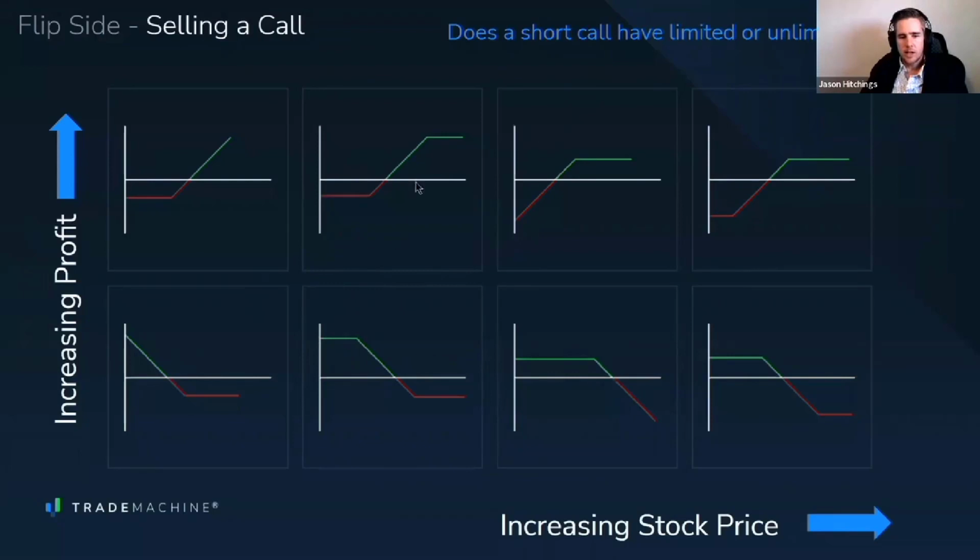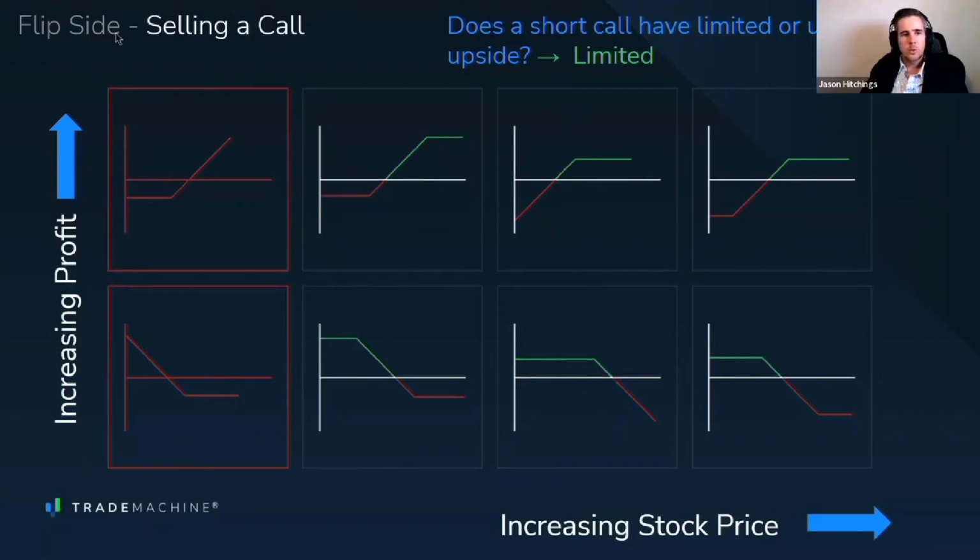But any of the lines that have a cap where they go flat, that means the upside is limited. It means the profits are limited. And so when you're selling a call, all you're going to make is just the initial amount on the call. And so you have limited upside. So we need a line that's flat on the top. So we can eliminate these two.